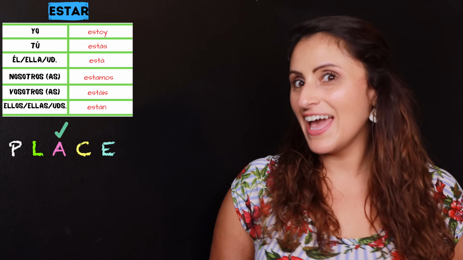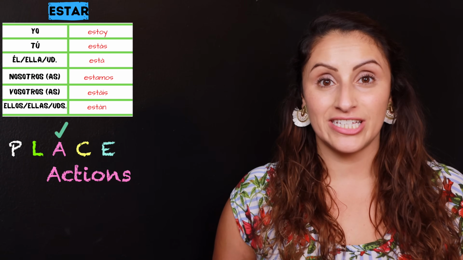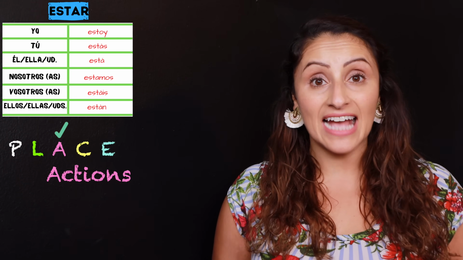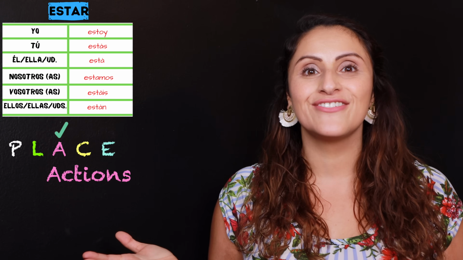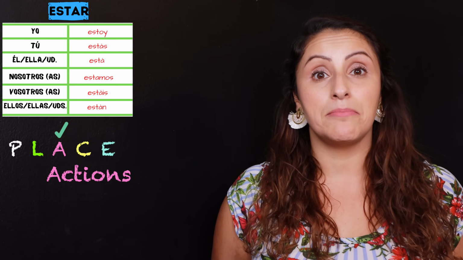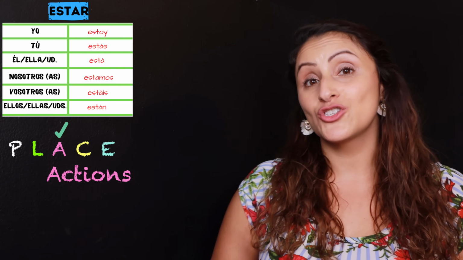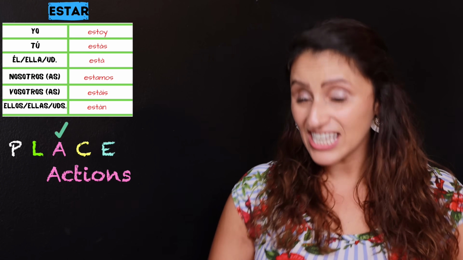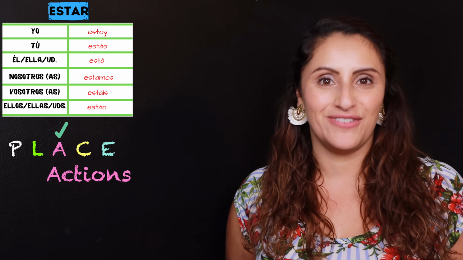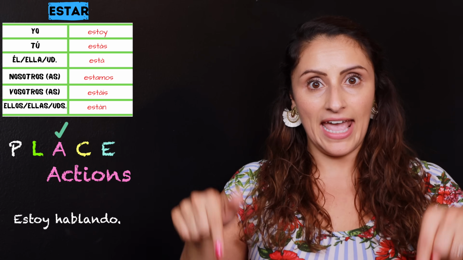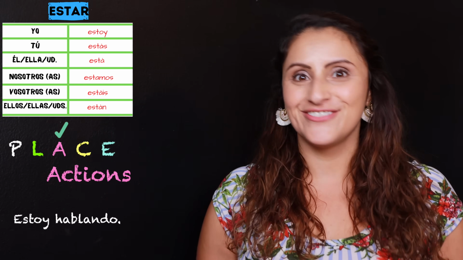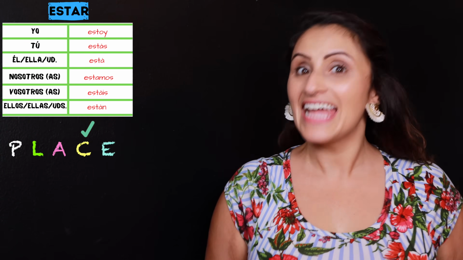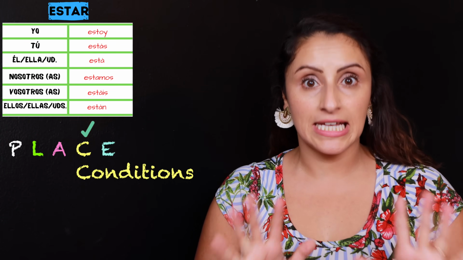The A in place is going to stand for actions, and it's primarily used for actions that are happening right now. Do you remember when we learned the present progressive? That's basically what we're talking about, those ing verbs. So when we talk about the actions that are taking place, we use the verb estar. So I could say, estoy hablando. Estoy hablando.